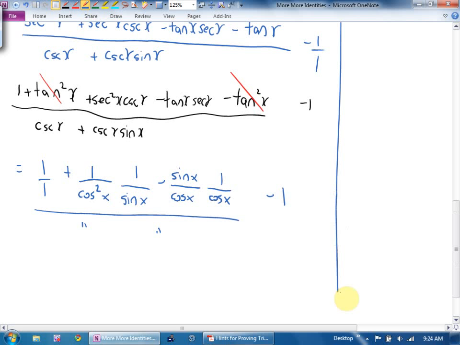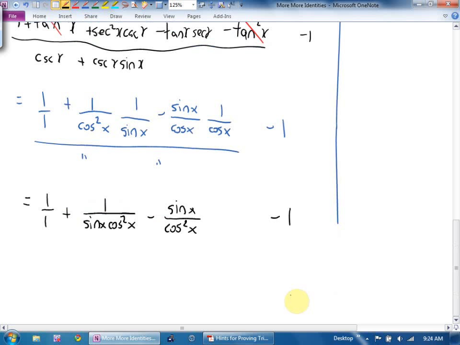So this is going to look like, when I tidy this up, 1 over 1 plus 1 over sine x cos squared x minus sine x over cos squared x minus 1 all over blah blah. Well, I could write that as one single solitary fraction. What would my common denominator be? Sine x cos squared. Now, let's pause and think this through. To turn this into a sine x cos squared, what would I multiply the bottom by here? What would I get on top then?